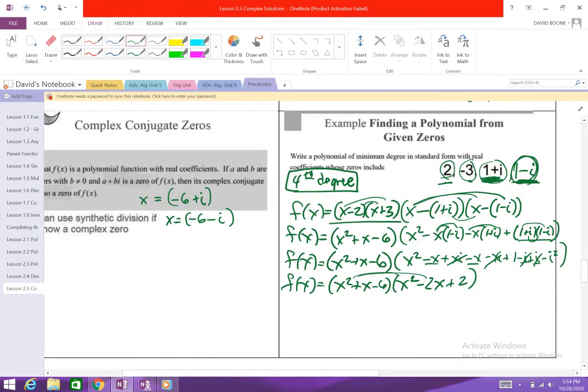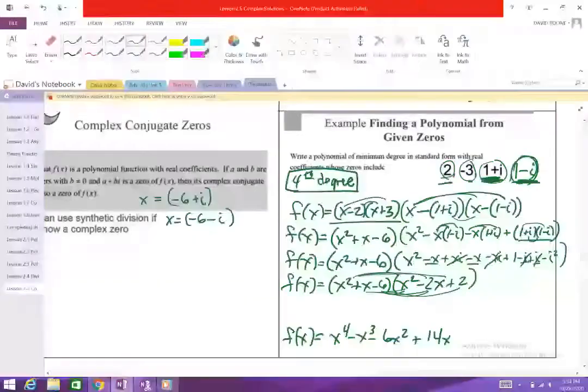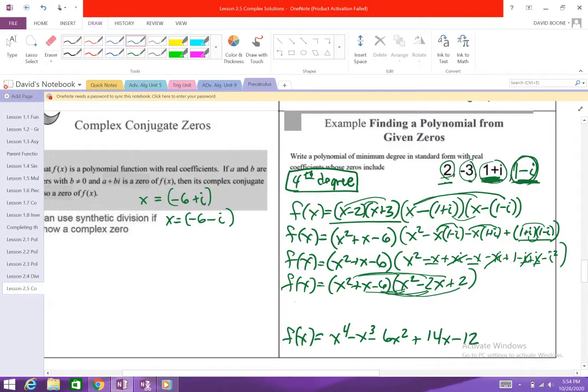And then from there, we just do our distributions here. Take x squared times each of these, take x times each of those, take negative 6 times each of these. And just to cut to the chase, you can check on this yourself after combining all the like terms. But I'm going to save some time here and say this would come up to be f of x equals x to the fourth minus x to the third minus 6x squared plus 14x minus 12.